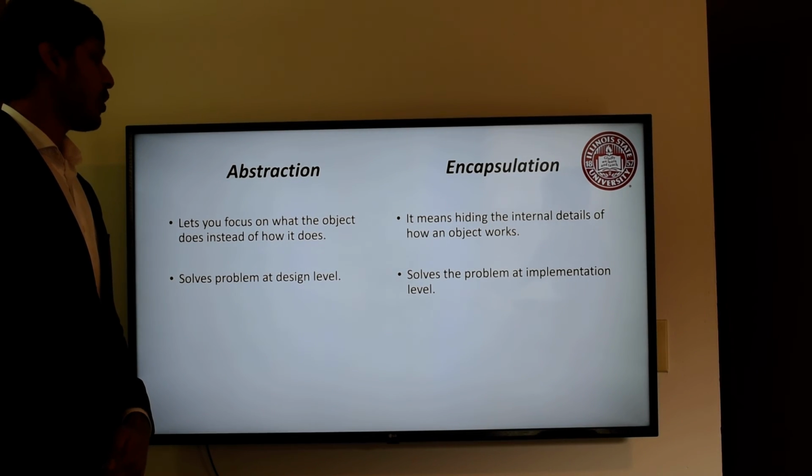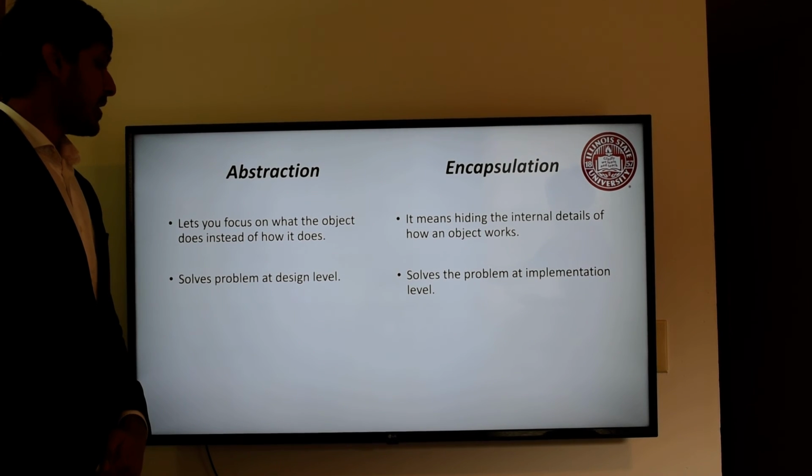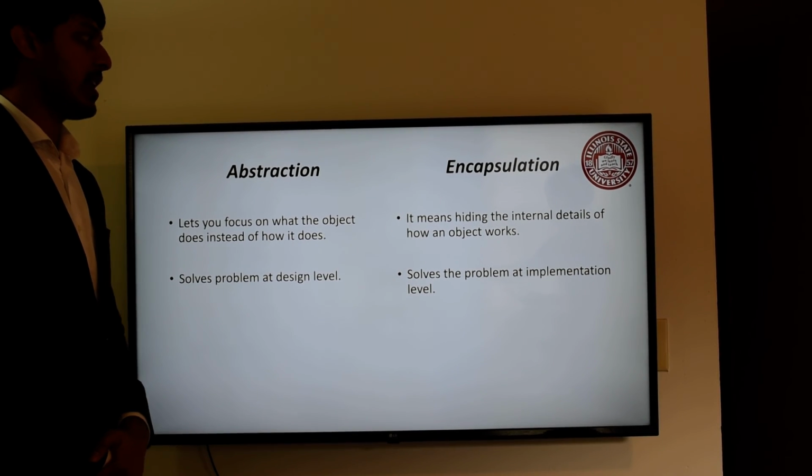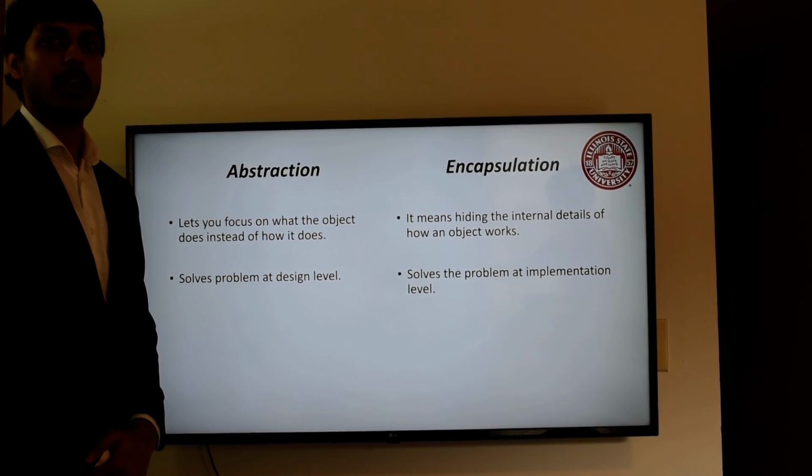Two main differences between abstraction and encapsulation. Abstraction lets you focus on what the object does instead of how it does, and it solves the problem at design level. Whereas encapsulation means hiding the internal details of how an object works and solves the problem at implementation level.